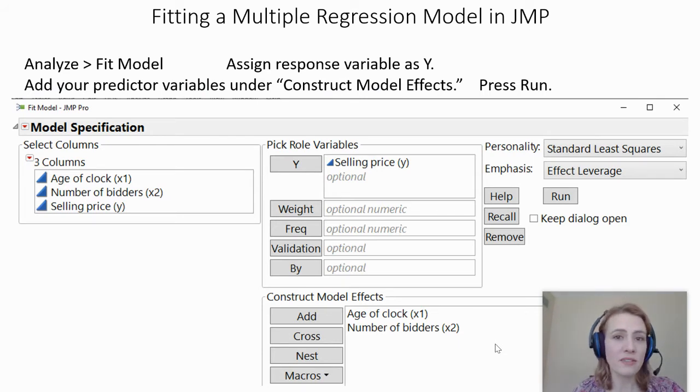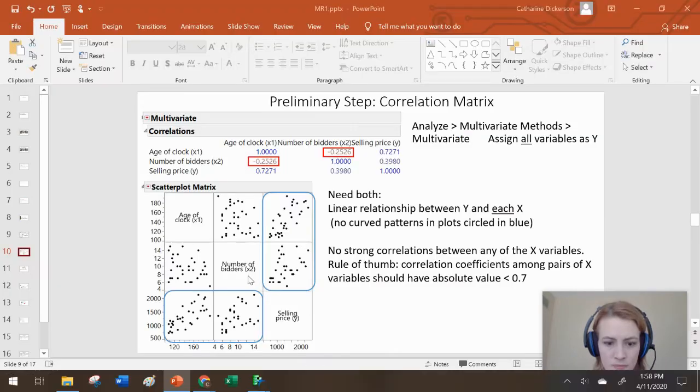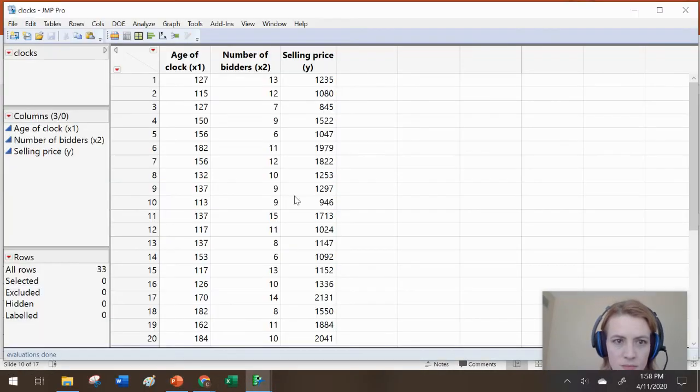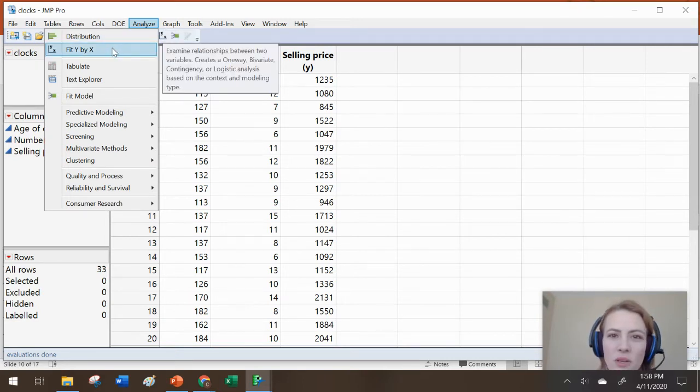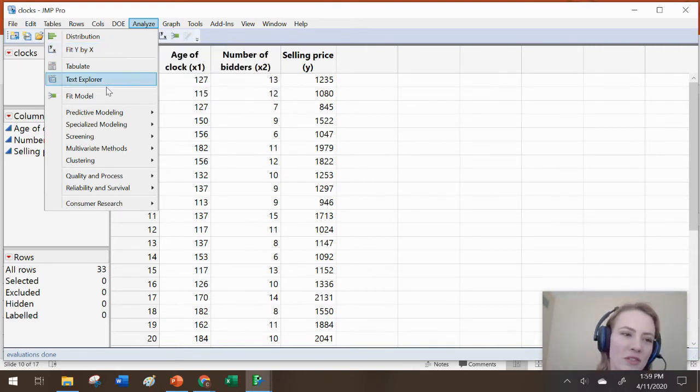All right, so we passed our preliminary checks. So it looks like so far it seems reasonable to build our multiple regression model. So we're going to do this using analyze fit model. So think about it. We were previously using fit y by x. So that's for a y and an x. So only two variables could really fit there. Now we have three variables. We need to go somewhere else. So we're going to fit model.